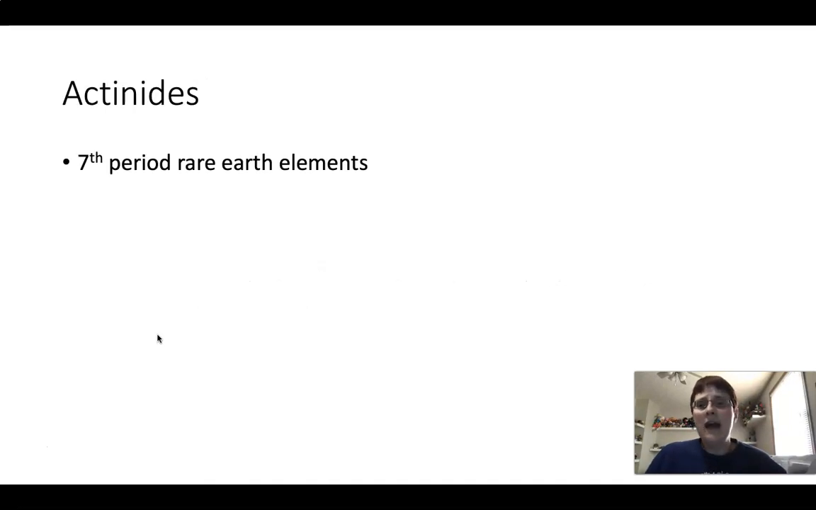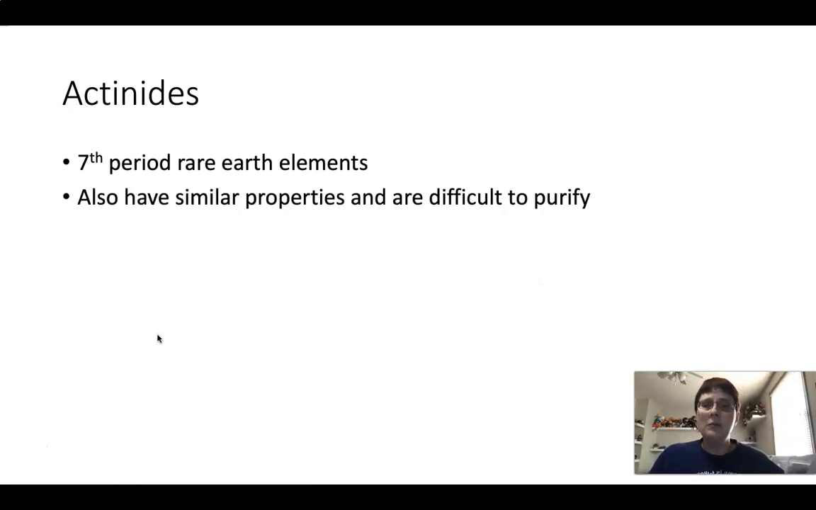The last group are the actinides. So this is the row underneath of them that's set out of the table. They have the same problem. The whole group of actinides have similar properties and are difficult to purify. So then the question for this group is, why would we want to, right?